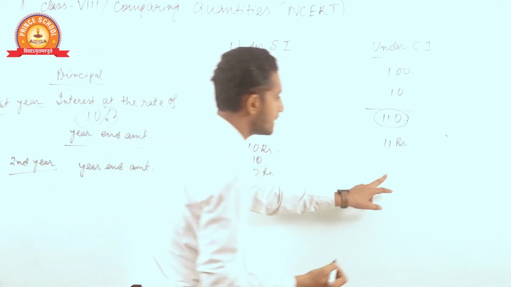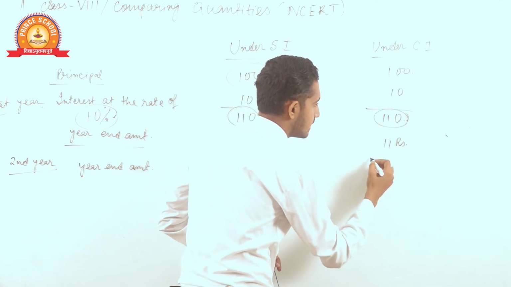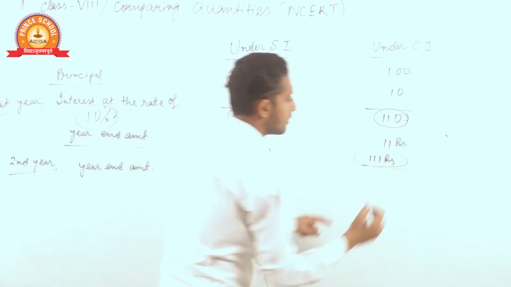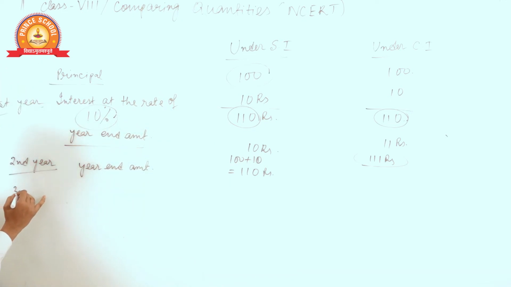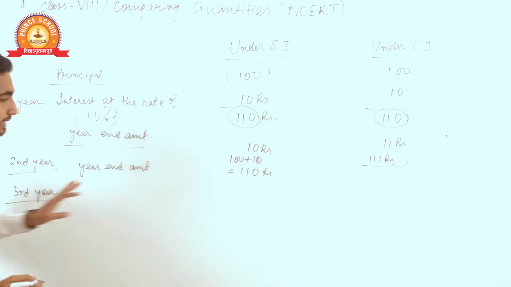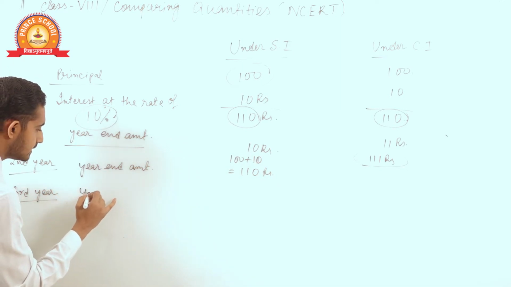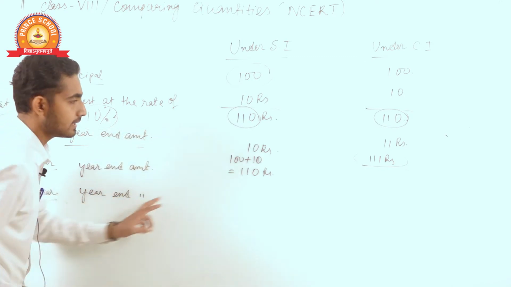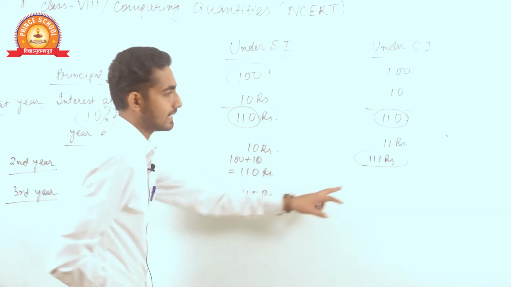Now here, if you observe, how much is it? Yes, 111 rupees. That is your 111 rupees. Now after the third year, how much is it? I will find out the year end amount directly. The year end amount is equal to 110 rupees, and that is how many?